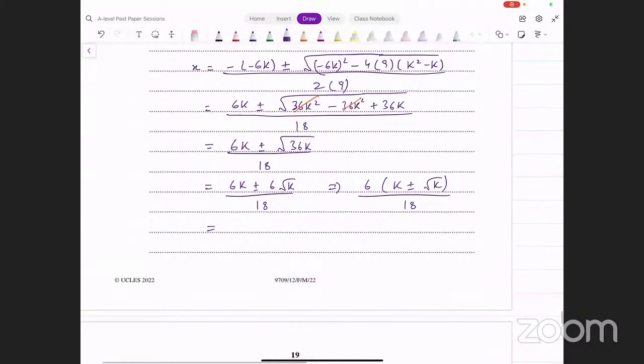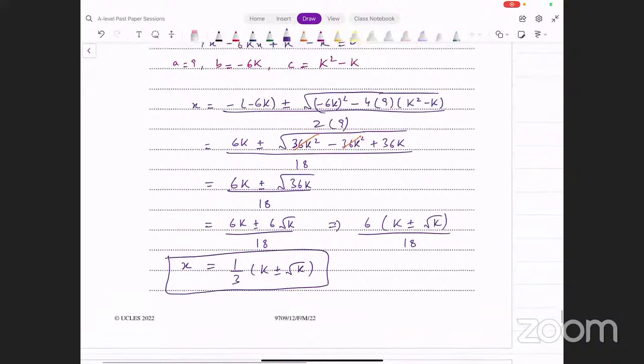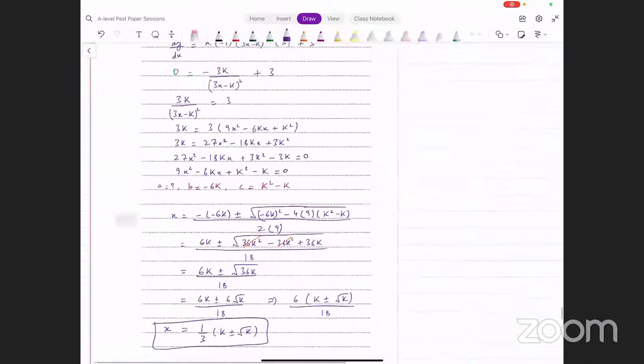So we are going to get 1/3 into k plus minus square root of k. These are the values of x that you're getting. You can write them separately if you want, or you can just leave it like this. That's your final result. Okay? So you have x in terms of k. All right, that was this first part here.